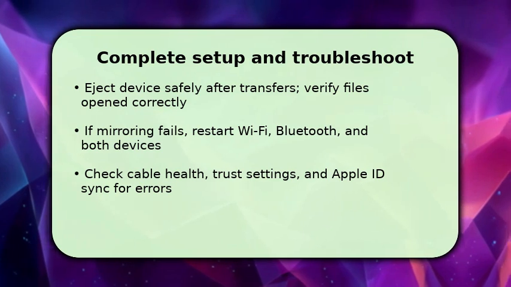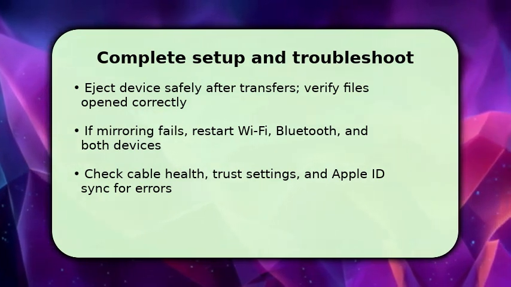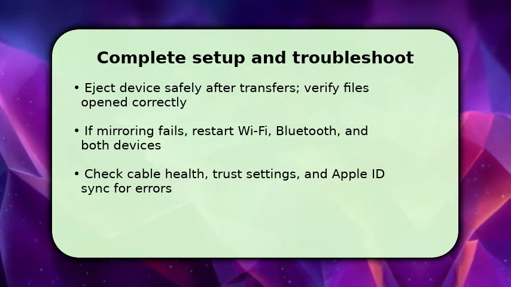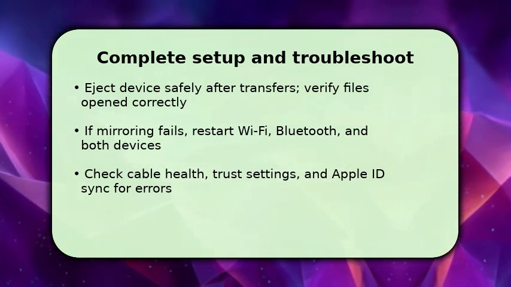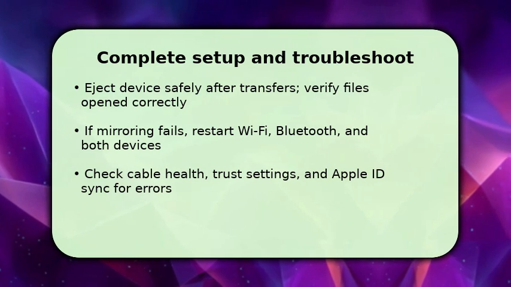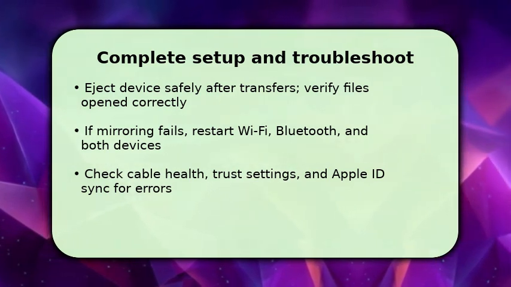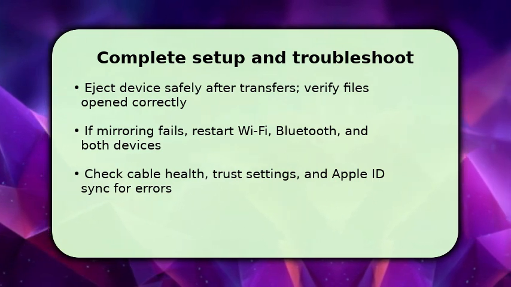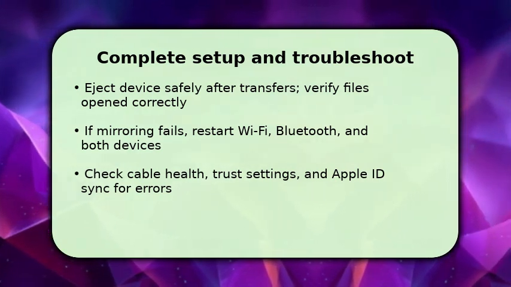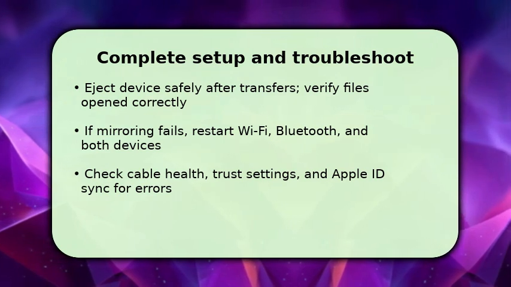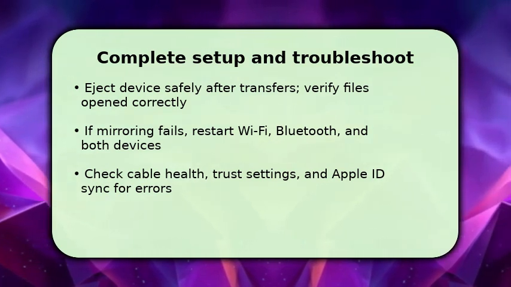If something goes wrong, restart Wi-Fi and Bluetooth, toggle AirDrop, and reboot both devices because network glitches often clear that way. Make sure the cable isn't frayed, confirm you tapped trust on the iPhone, and verify Apple ID sync settings. Addressing those three things usually fixes permission and connection errors quickly.